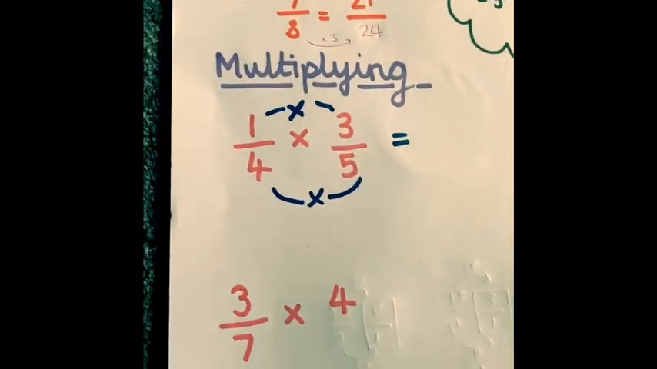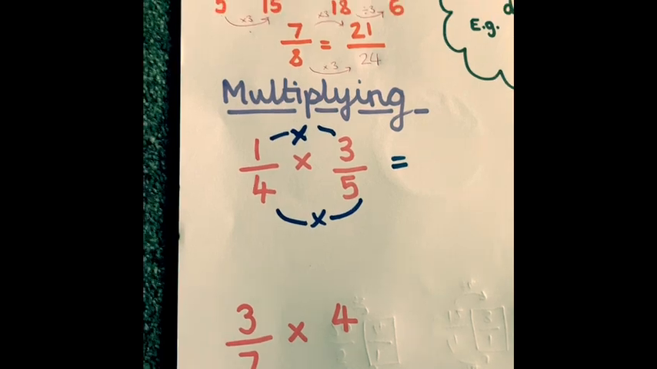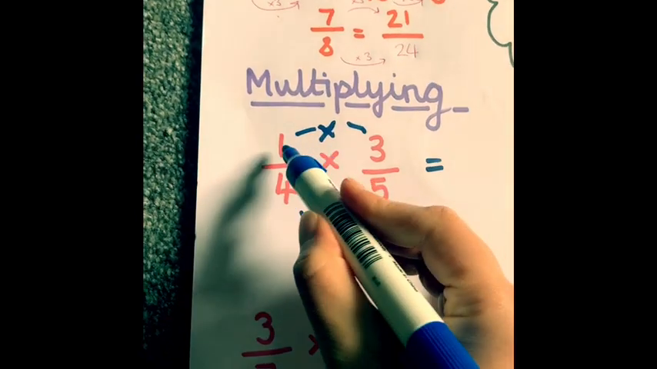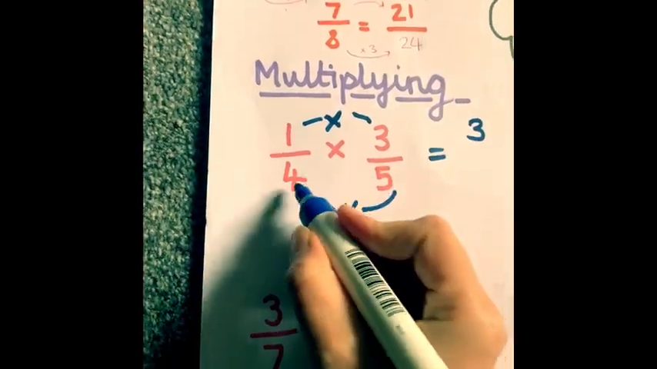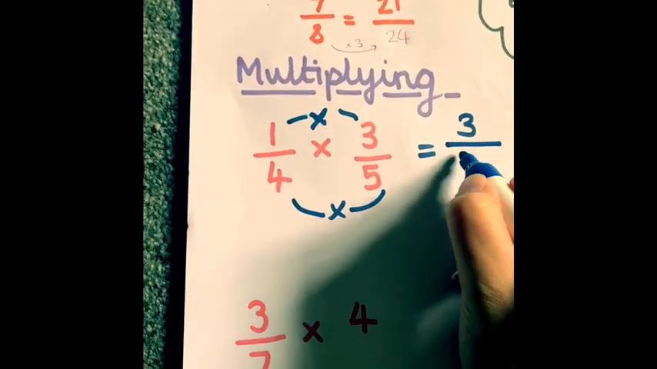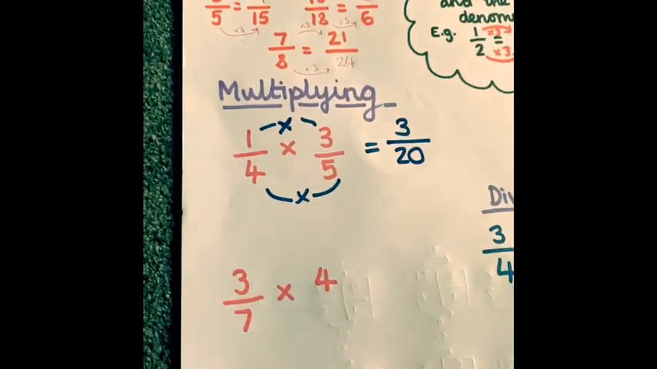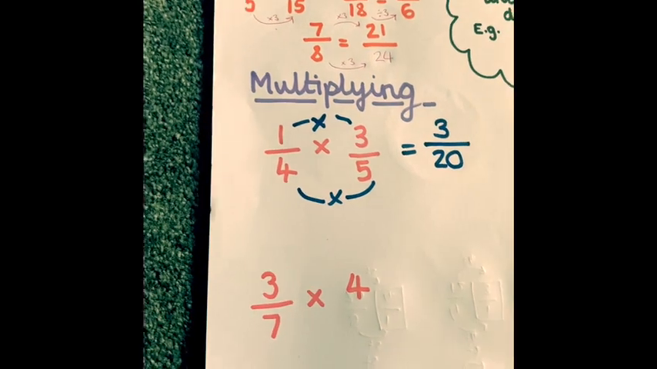Then we might be able to simplify it, change it into a mixed number, but it all depends on the question. So I would do 1 times 3, which would give me 3, and 4 times 5, which would give me 20. I can't simplify that, so that would be my answer.